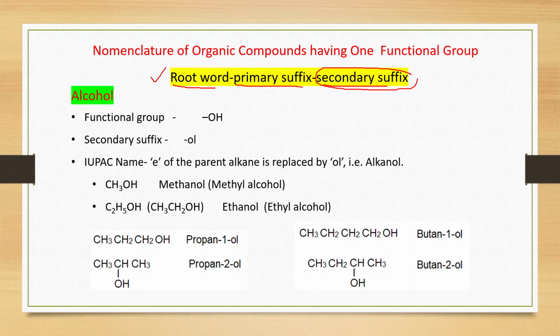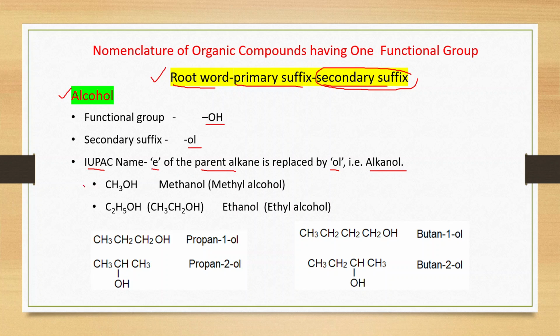First come to the class of organic compound alcohol. Its functional group is OH. Its secondary suffix is OL. It means when we write the name of an alcohol in terms of IUPAC, the E of the parent alkane is replaced by OL. That is, we will write alkanol.